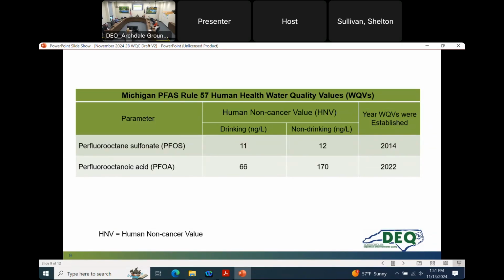So when they got the 66 and 170, was that based on the lab technology available at the time? It was. Also, I can say, because I'm not the expert in this area, the only thing I can say is the RFD factor was significantly different than what it is today. The RFD factor? Yes, reference dose. Right.